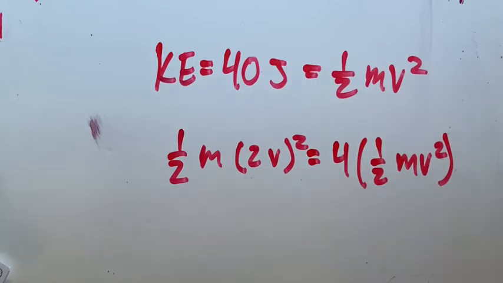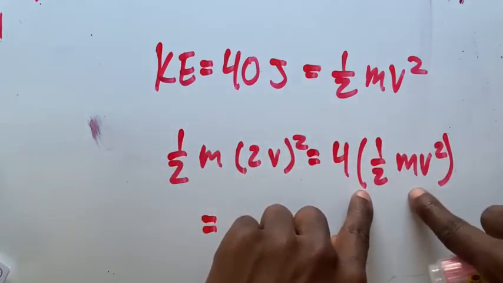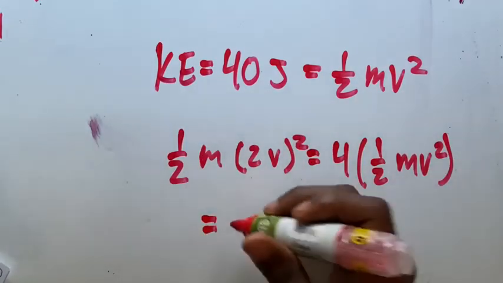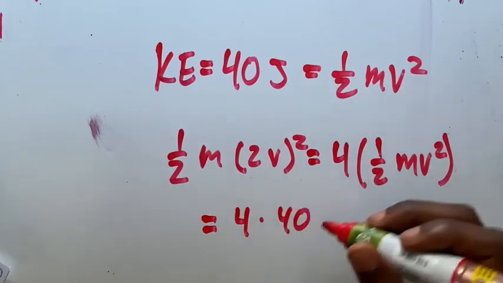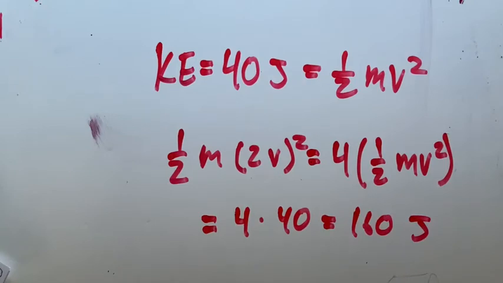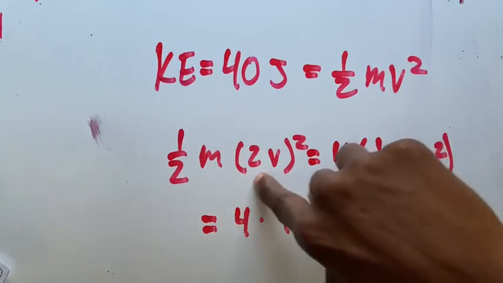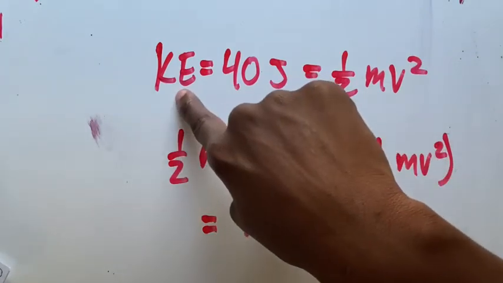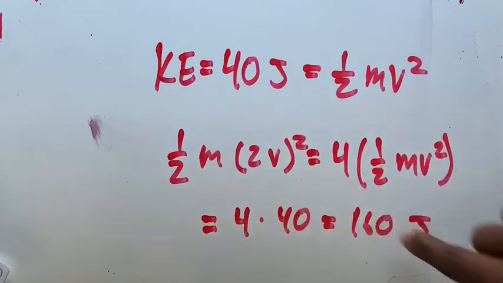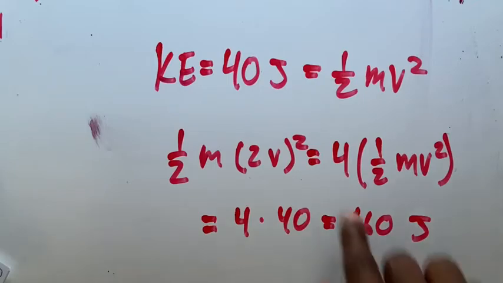And now we know, this is the same as that, right? So this part here by itself is 40. So now we have 4 times 40. That's going to give us 160 joules. So if we double the speed, it's going to increase the kinetic energy by 4 times. So the answer is going to be B.